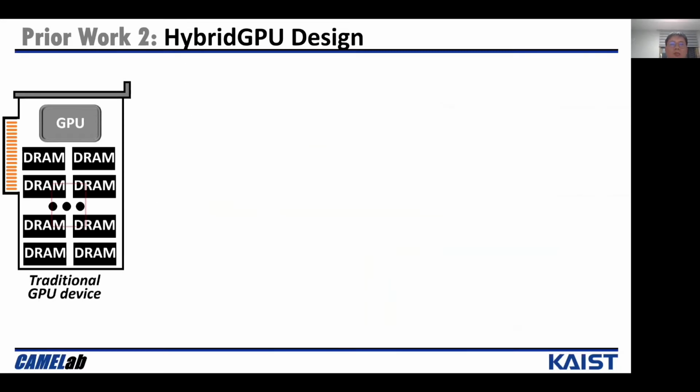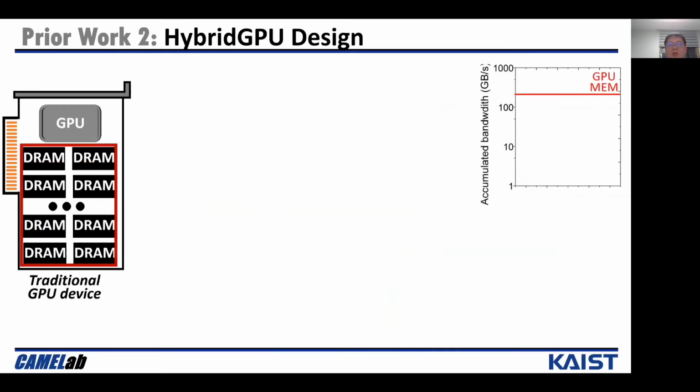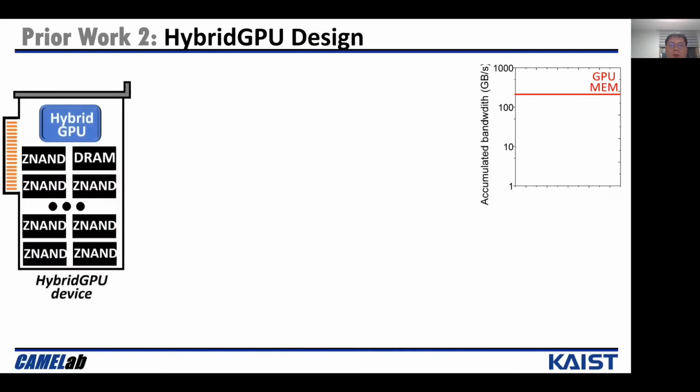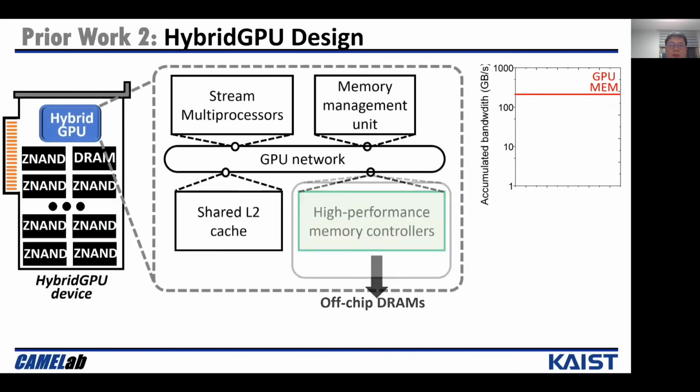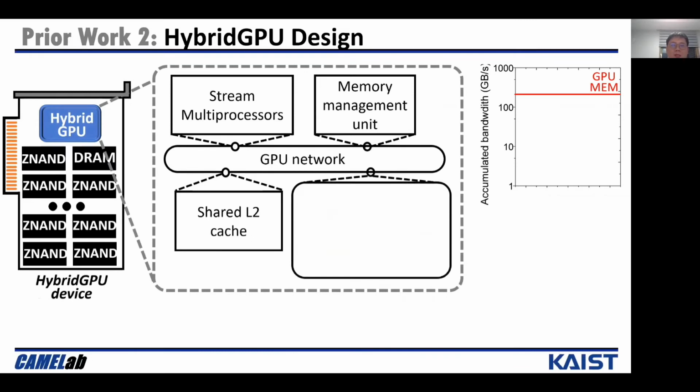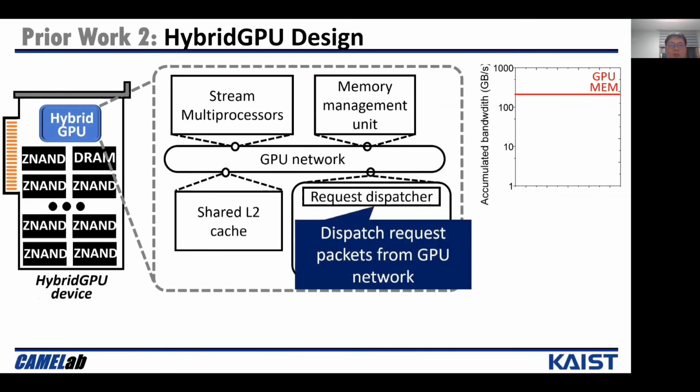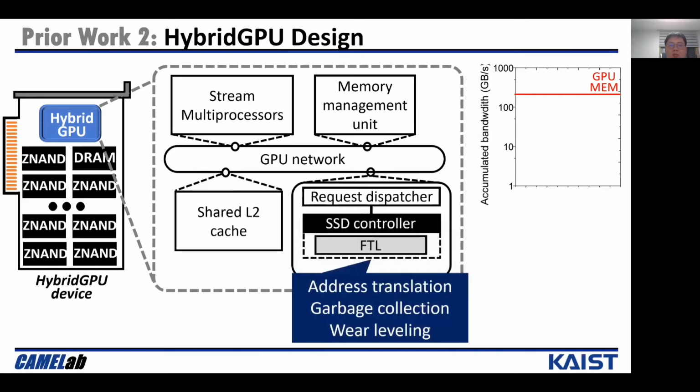While the memory system in the traditional GPU can provide hundreds of gigabytes per second throughput, the hybrid GPU performs much worse. This is because the hybrid design replaces the memory system with an SSD. Specifically, within the SSD, a request dispatcher is employed to dispatch the memory request packets from the GPU network. An SSD controller is used to perform the flash firmware, such as FTL. The FTL translates the logical address of the incoming memory request to the flash physical address. It also performs garbage collection and wear leveling for the underlying ZNAND packages.